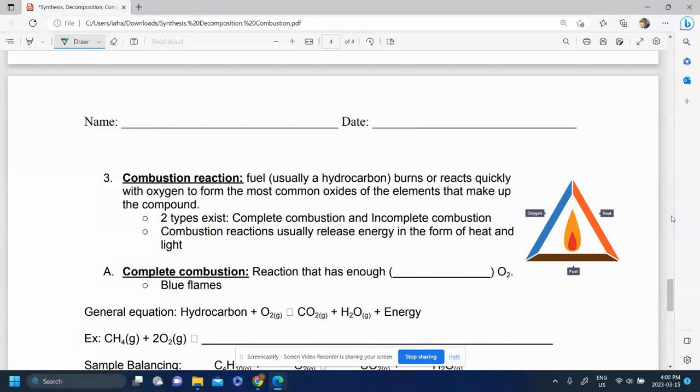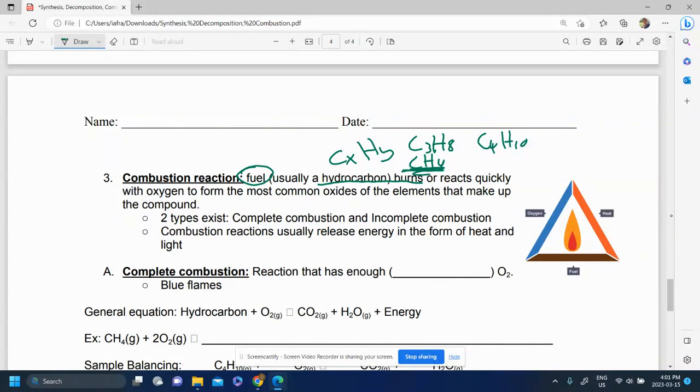So combustion reactions involve taking a fuel, and the fuel is basically something you burn. It's usually a hydrocarbon, a big compound made up of essentially just C and H. So C_xH_y, because x and y can vary. There could be C3H8, there could be CH4, there could be C4H10. These actually are very common fuels.